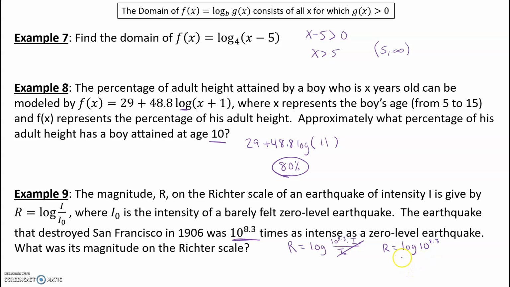To be honest, you really don't even need to type it into your calculator. Remember, this is base 10, right? If there's no base, it's a base 10. So you're saying 10 to some power is 10 to the 8.3. So your answer is 8.3. If you need me to write it, 10 to some power is 10 to the 8.3. That's what that's saying.